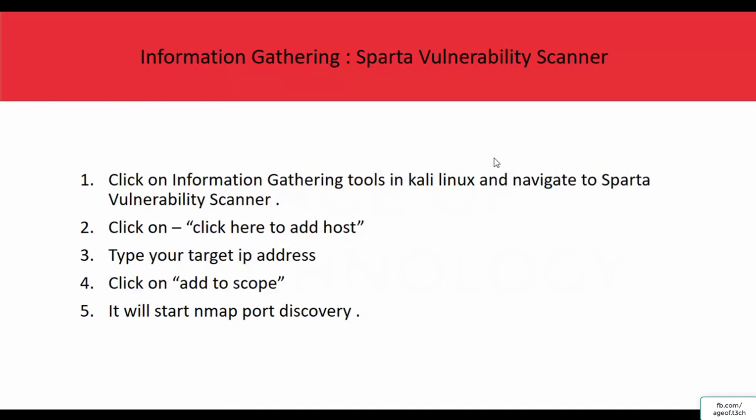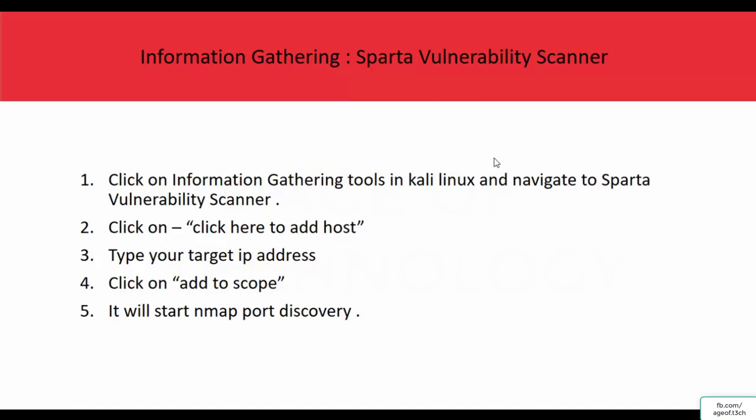Now we are proceeding to our next tool, which is Sparta Vulnerability Scanner, which is used to gather information from the internet about a particular IP address. We can also scan this particular IP address on Sparta Vulnerability Scanner. As you can see, first, click on Information Gathering Tools in Kali Linux and navigate to Sparta Vulnerability Scanner. Second, click on the add host.